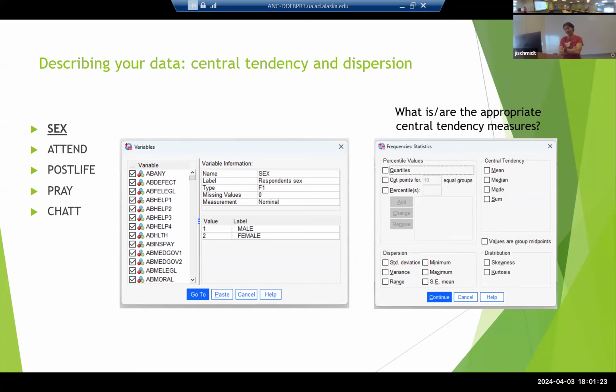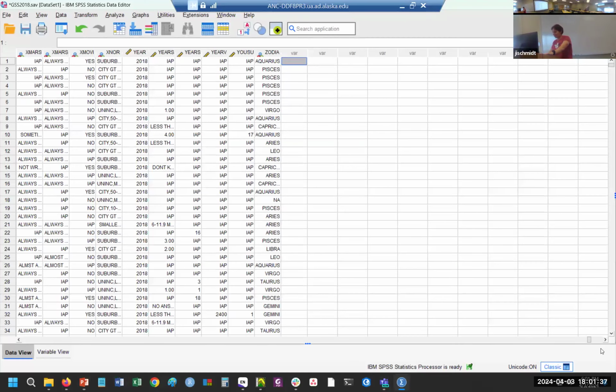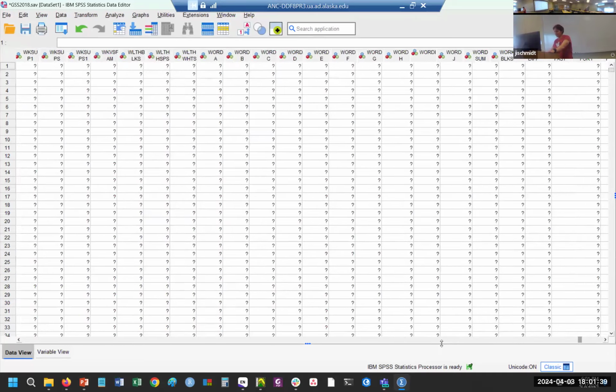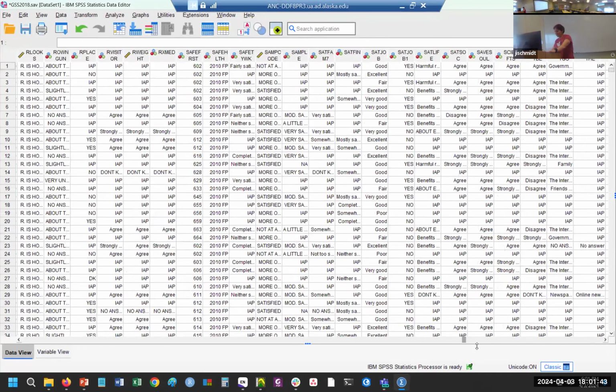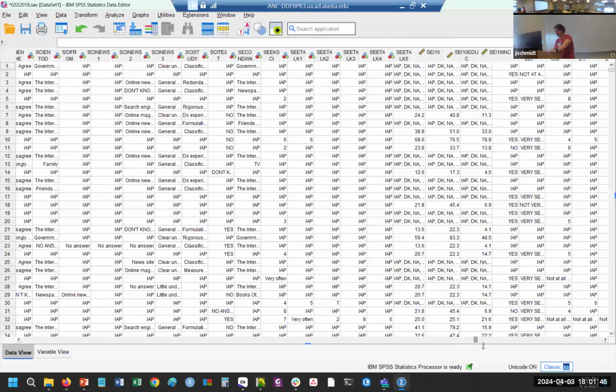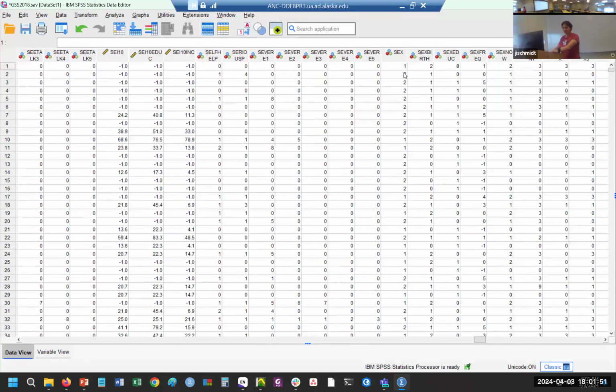So the big thing is know your data. What kind of variable am I dealing with? Nominal, ordinal, interval, or ratio? Because if we go back and we look at SPSS here, and we find sex. Sex, male and female, but if we change how that's viewed, it's a 1 and a 2.